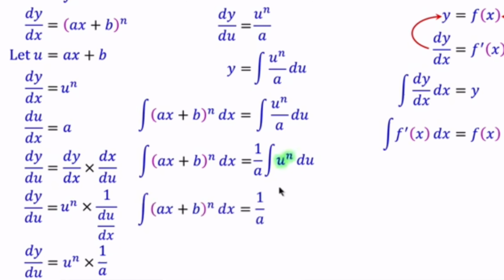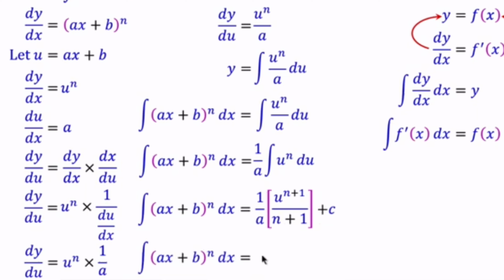So it becomes u to the power n, you have to raise up by 1. So u power n plus 1 over n plus 1, and you have to divide by a, right? So the formula becomes 1 over a. Then you integrate u power n, you will get u power n plus 1 over n plus 1, and you have to plus the c. So that is how you come out with this important formula, which is so-called integration by substitution.